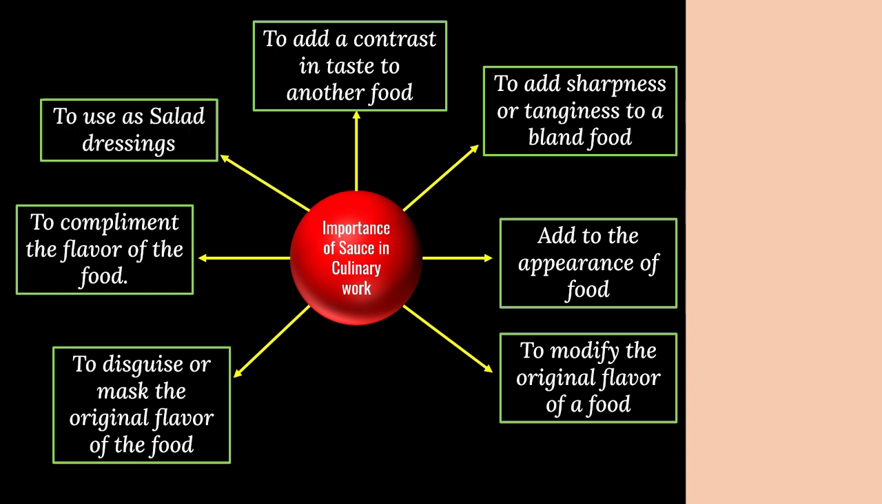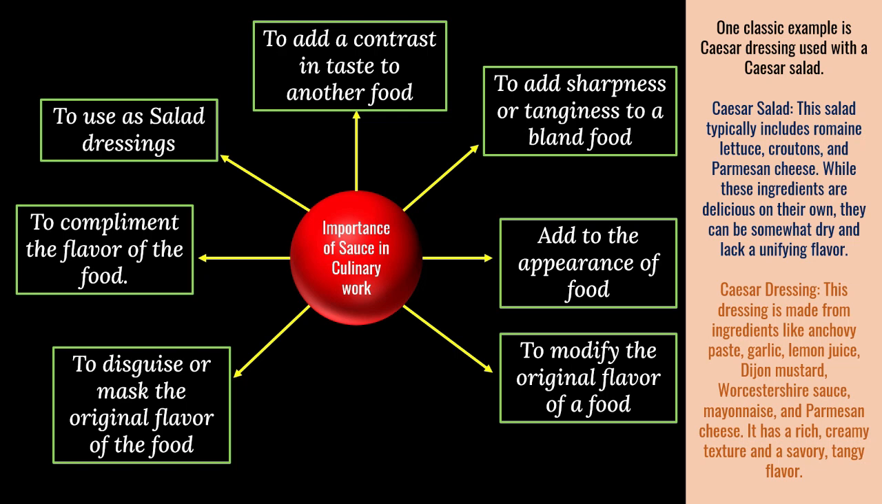And the last one under this is to use the sauce as salad dressing. What is that salad dressing? One classical example is Caesar dressing used with Caesar salad. Now, what is Caesar salad? This salad typically includes romaine lettuce, croutons, and Parmesan cheese.